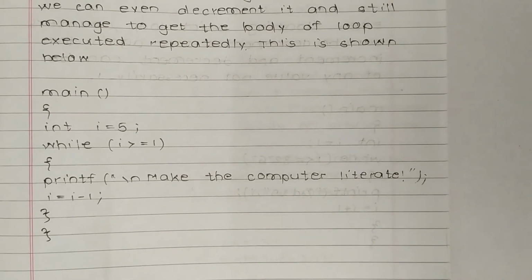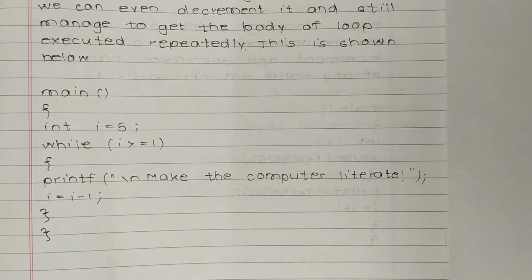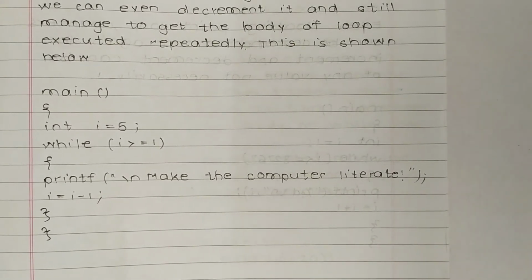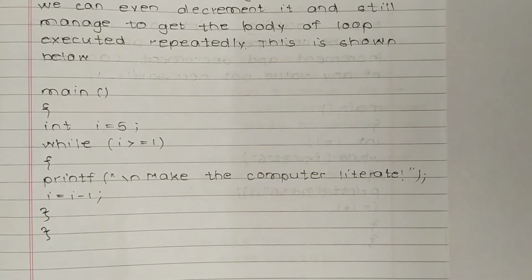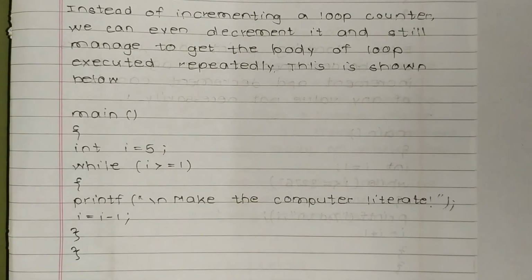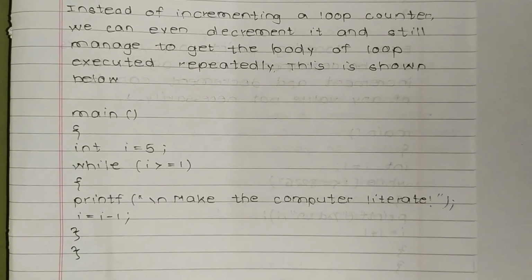Now int i = 5, while i >= 1, printf on the next line, make the computer literate, i = i - 1. So this is a program for decrementing. Just like incrementing, this is a program for decrementing values.